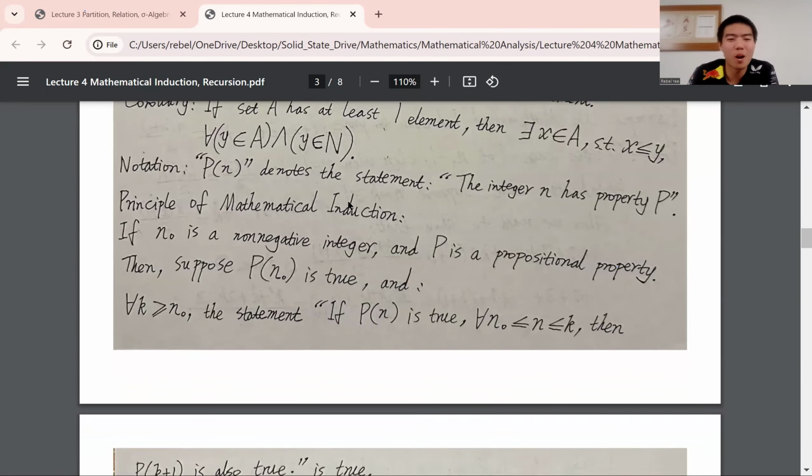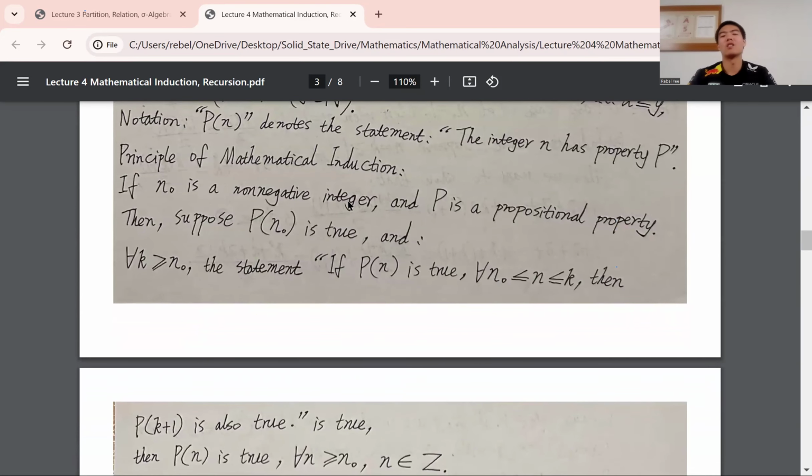Okay, and we'll talk about one notation: Pn is a statement like the integer n has property P. It's not a power set. It's like the P we talked about in the first lecture on sets, a property of something. So the integer n has a property P means this. All of the examples and theories we'll see later.